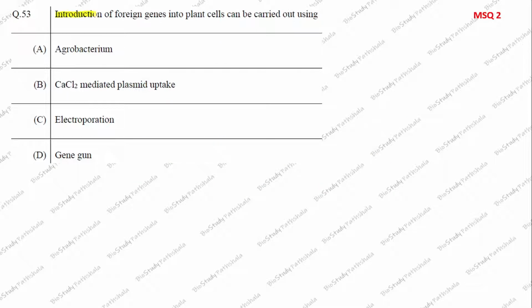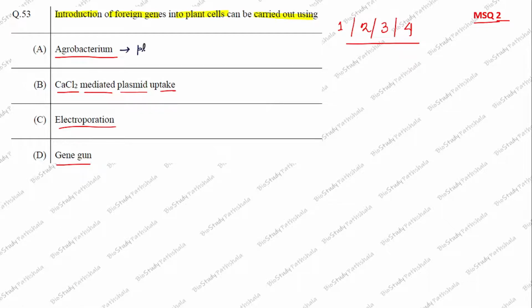Next question is: introduction of foreign genes into plant cells can be carried out using. This is an MSQ type of question with 2 marks. MSQ means here 1 or 2 or 3 or all 4 options can be true. So let's see the options first. First option is agrobacterium. Second is CaCl2, that is calcium chloride mediated plasmid uptake. Third one is electroporation, and fourth one is gene gun. Agrobacterium mediated plant cell transformation is found. So the agrobacterium option will be right.